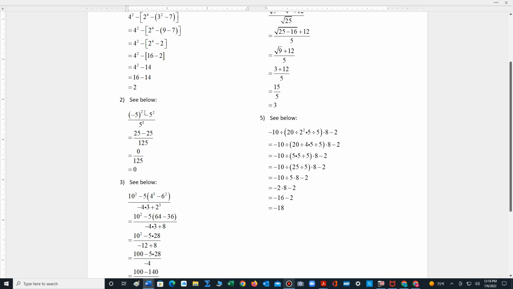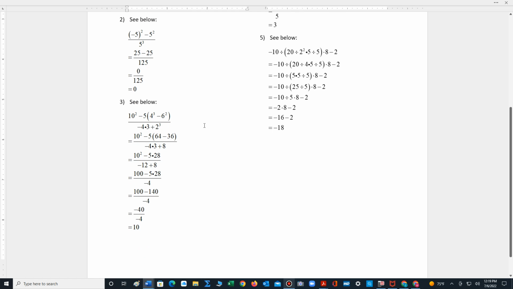Minus, remember this minus sign is not impacted by the square because only the 5 is being squared, not the sign. So 5 squared is also 25. 5 cubed is 5 times 5 times 5, 125. 25 minus 25 is 0. 0 divided by 125, 0.